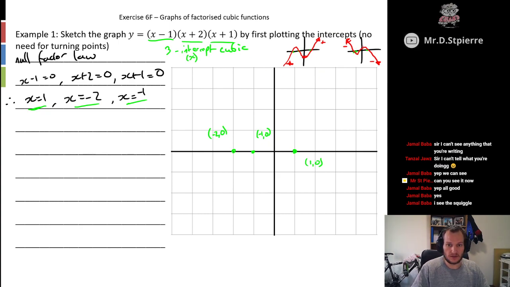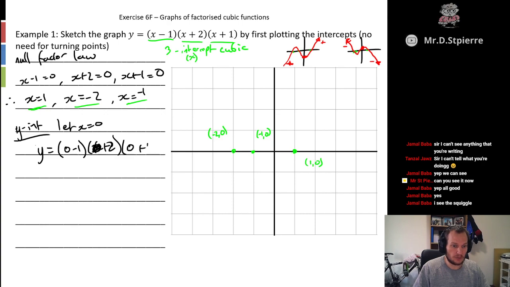Well, the quickest way, and useful because we need to graph it anyway, is to find our y-intercept. So let's find our y-int. Let x equal 0, so we get y is equal to 0 plus 2 times 0 plus 1, and that's going to give us -2. So we can plot that down here.